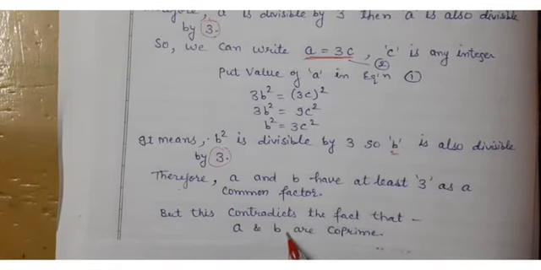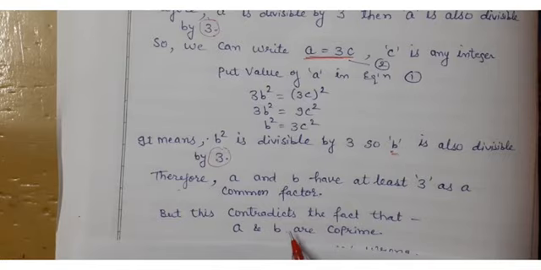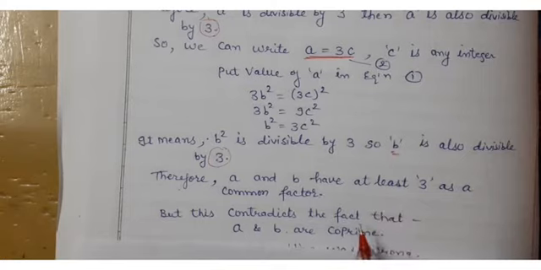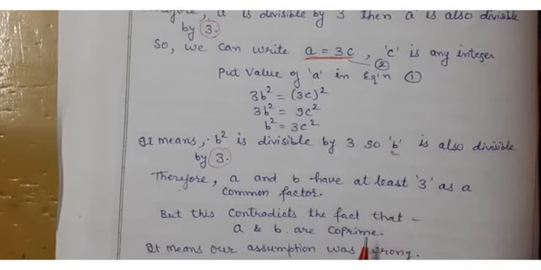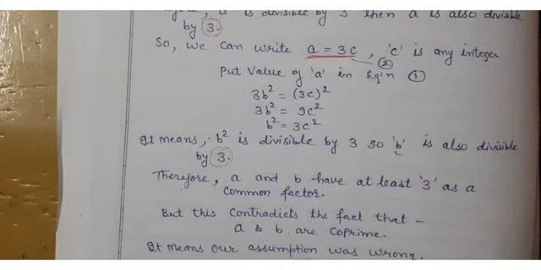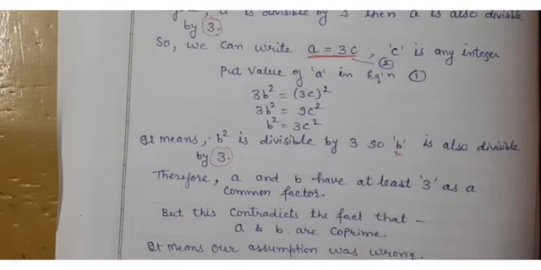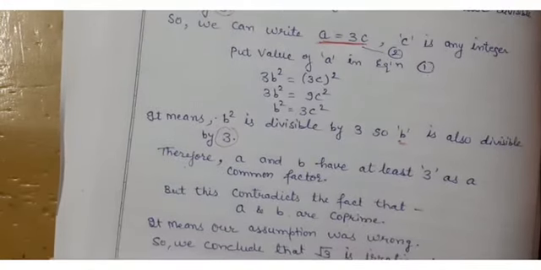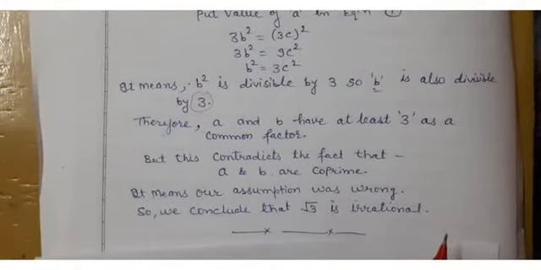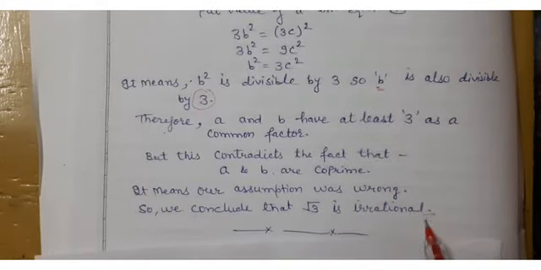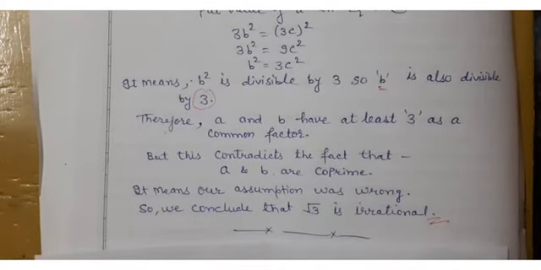It means what we have seen earlier. On the top, what have we written? Only 1 is a common factor, but here the common factor is 3. It means whatever you have assumed is wrong. We can say our assumption was wrong. So we conclude that root 3 is an irrational number. Isn't it?